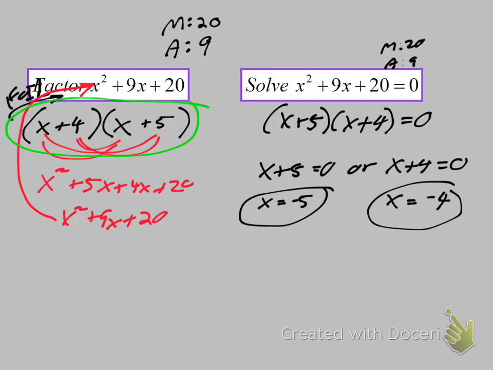So notice the difference. These are factors. The binomials are your answer. When you solve, x equals are your answers.